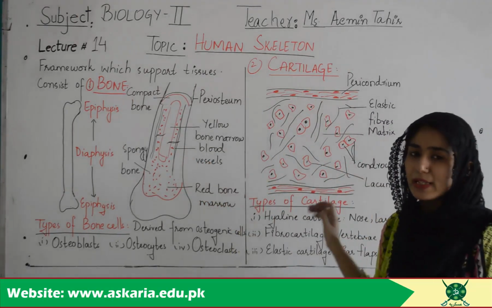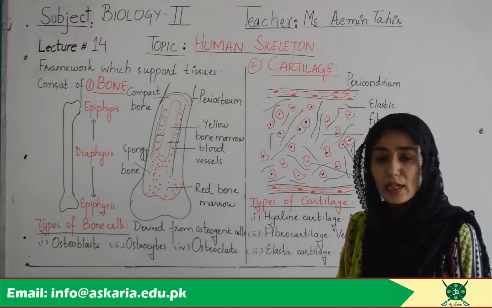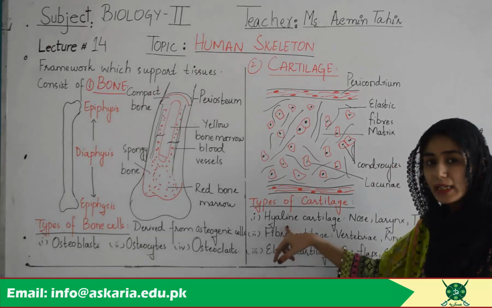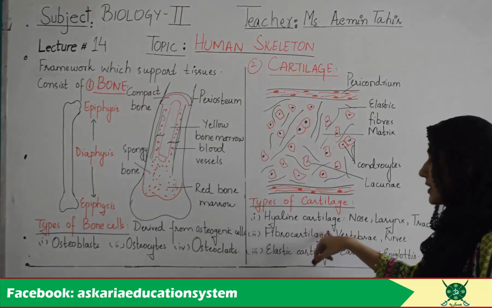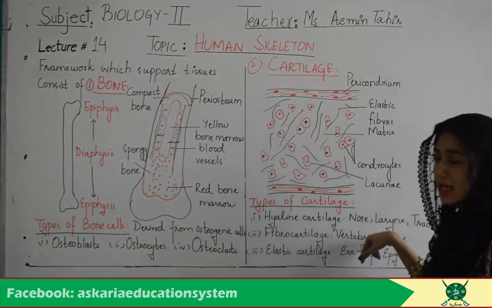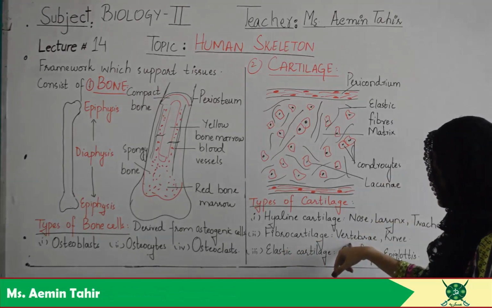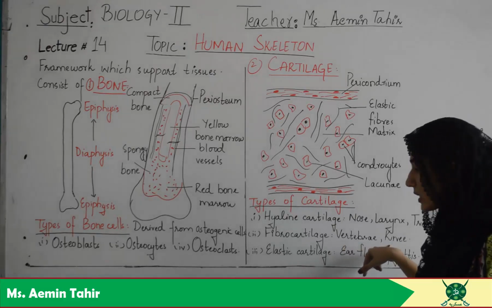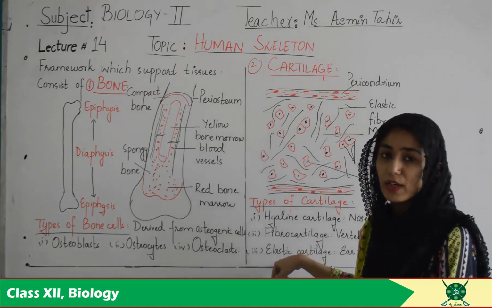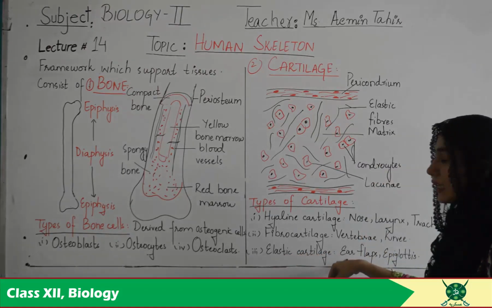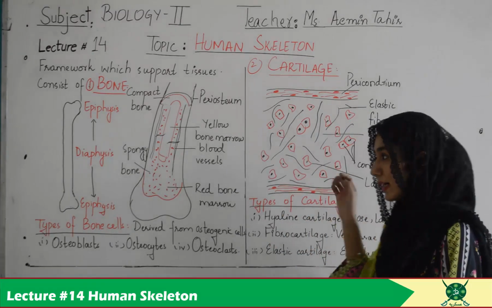Cartilage is only present at certain parts. So we are left with only three types of cartilage in our skeleton. First one is hyaline cartilage. Hyaline cartilage is present at the end of large bones. It is basically present near the nose, larynx and trachea. Fibrocartilage is the second type. It is present in the vertebrae and knee region. Third one is elastic cartilage, which has quite a lot of elastin fiber, and it is present in the ear lobes and epiglottis. This is the whole structure of cartilage.